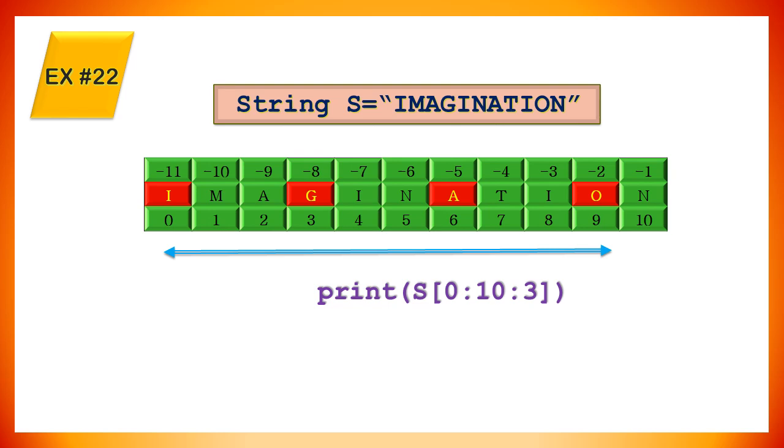Third index plus 3 is the 6th index to be extracted, and 6 plus 3, the 9th index, to be extracted. The next index is 9 plus 3, that is 12. It is not present in our range. So the characters I, G, A, O get extracted and shown in the output.